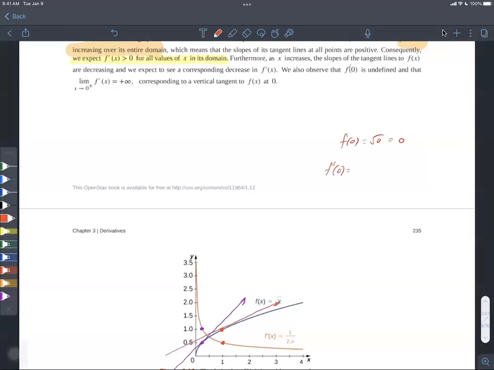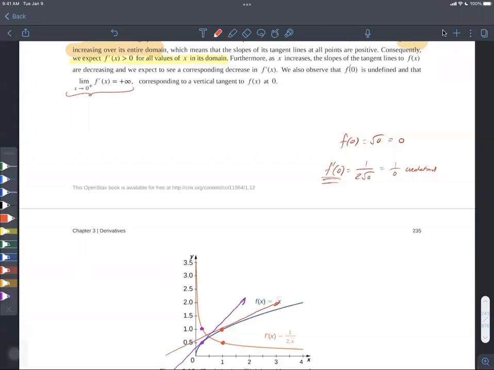f prime of 0 is equal to 1 over 2 times the square root of 0. And you can see that this is undefined, right? We have 1 over 0. So f prime of 0 is undefined. That means that the rate of change at x equals 0 is undefined.